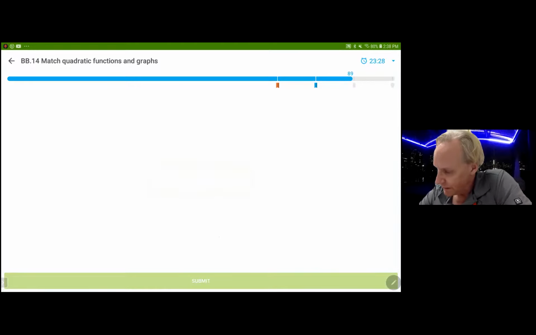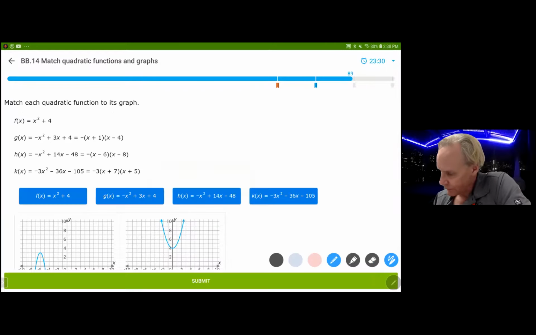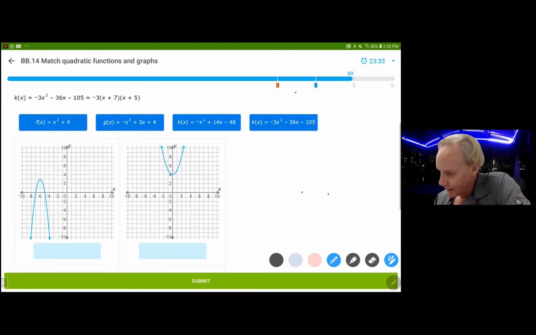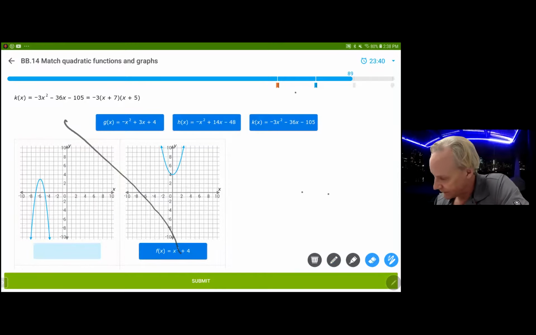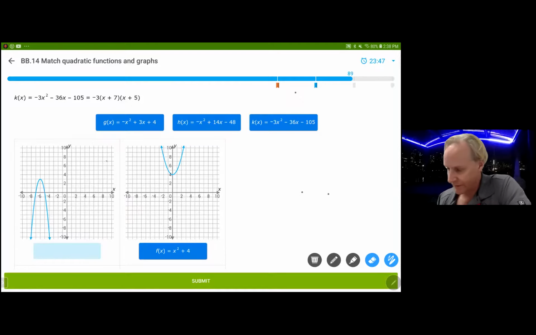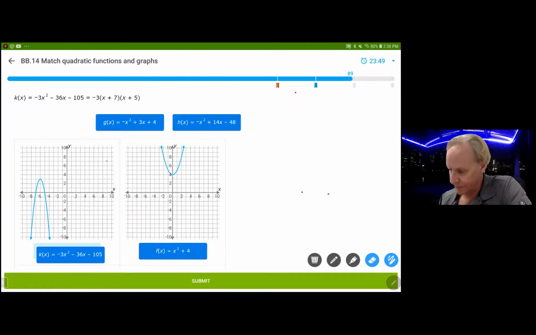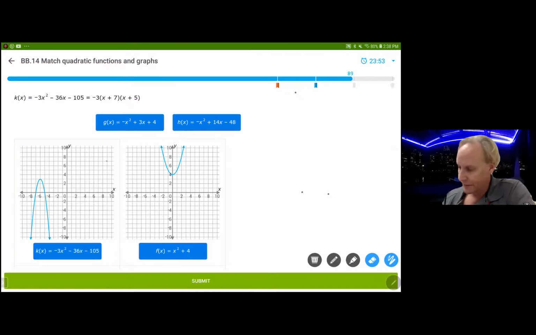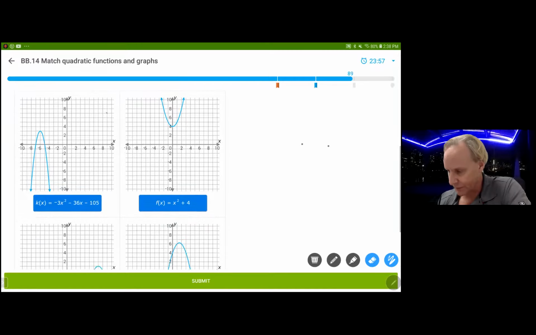Let's see how we're doing here on this one. Now this one, only 3 of them go down, one of them goes up. Well, there's the one going up. Darn it, I did it again. Let me get rid of these here. All right. Now this one is very steep, so that's the only possibility. That's got to be it. Notice that it has to go through negative 105. We could do the vertex and we could do some other stuff, but that's all we really need.